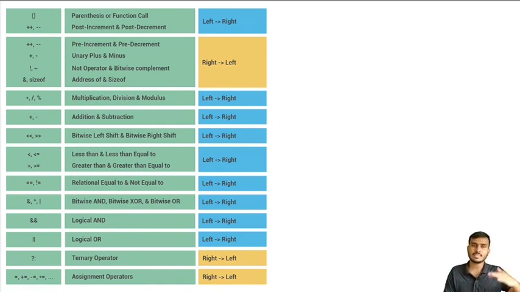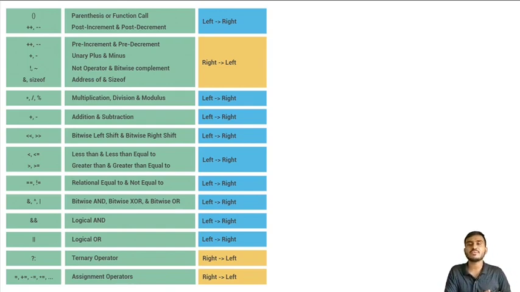This table is called the precedence table. The operators at the very top of this table have more priority, more precedence. Let's say in your expression you have one operator at the top of this precedence table and another at the very bottom. Then the sub expression involving the operator at the top will be evaluated first, and then the sub expression with the operator at the bottom will be evaluated. This is how it works.